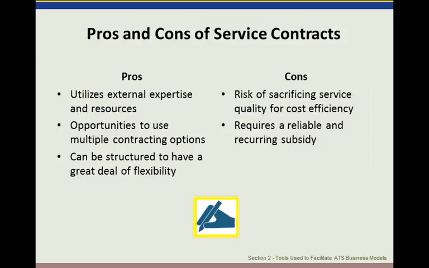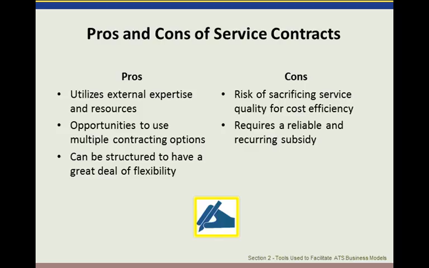So the good thing about a service contract is that you can often contract with somebody who has a lot of expertise and resources, meaning vehicles and staffing, to provide your ATS. You have a lot of flexibility in terms of how you structure the service contract to get exactly what you need. And again, you can structure it so that you have a little bit of flexibility, like the example I used earlier about the ability to modify the hours of service, that kind of thing, if the need arises.